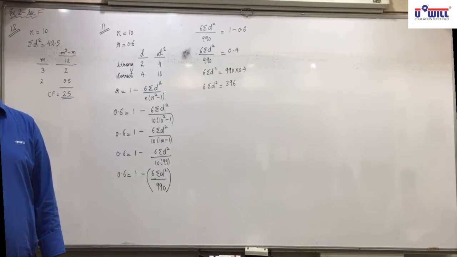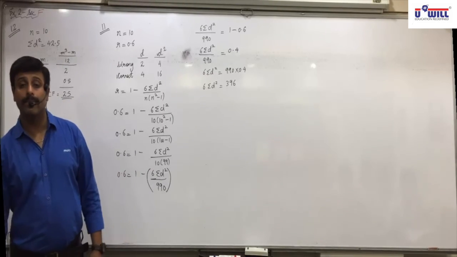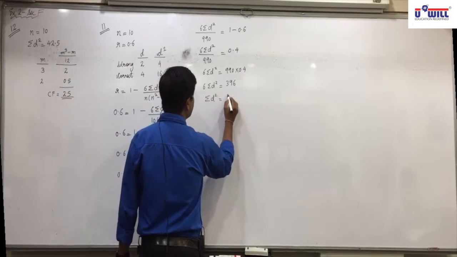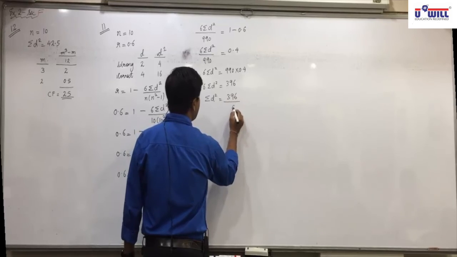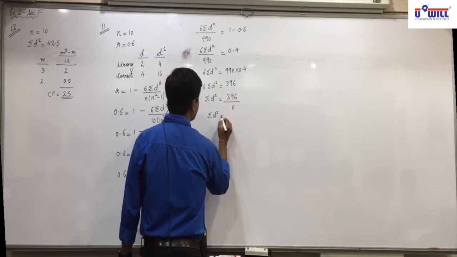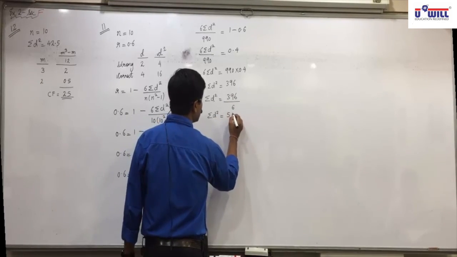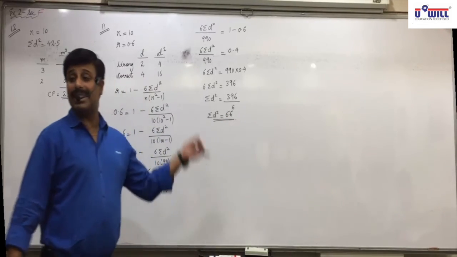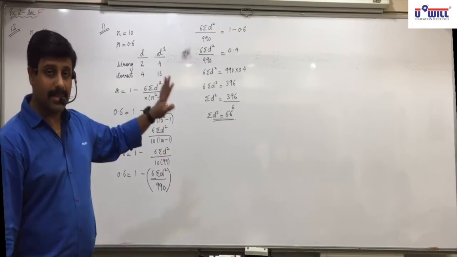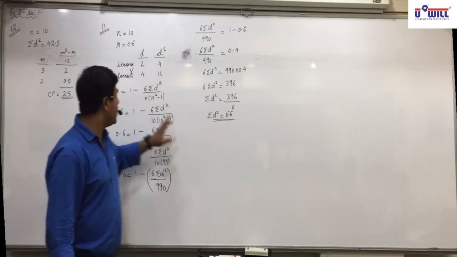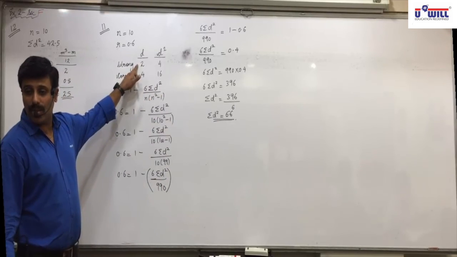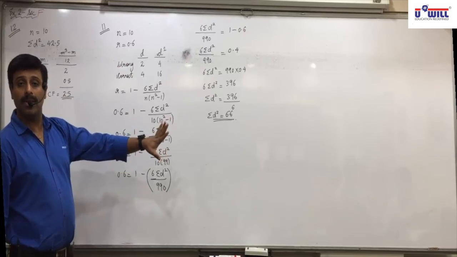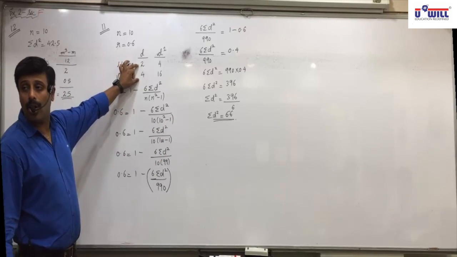Then, sigma D square equals 396 divided by 6. Yes, 6 on the right side will get divided. 396 divided by 6 is 66. But this is wrong. Our answer is right, but it is wrong in the sense that one difference is taken as 2 instead of 4. So actually 66 is the wrong one, because one observation is taken wrong.